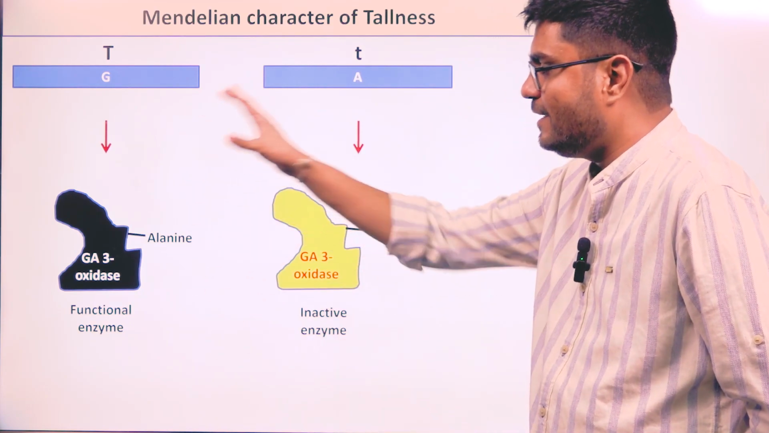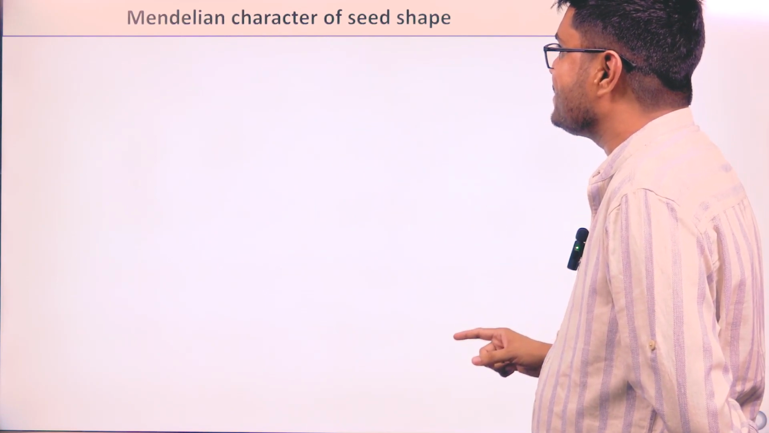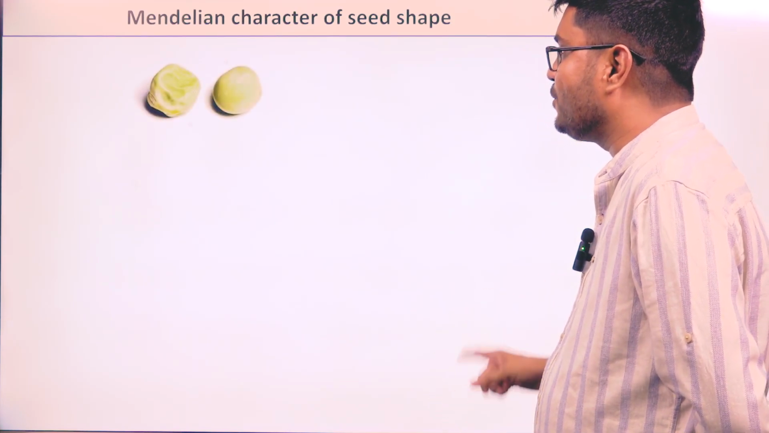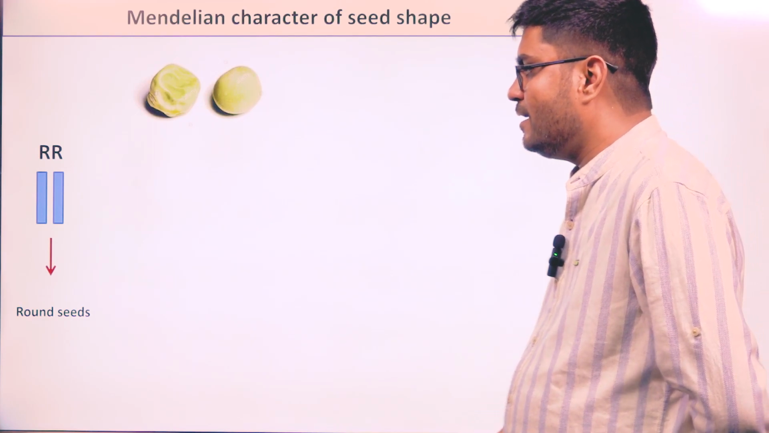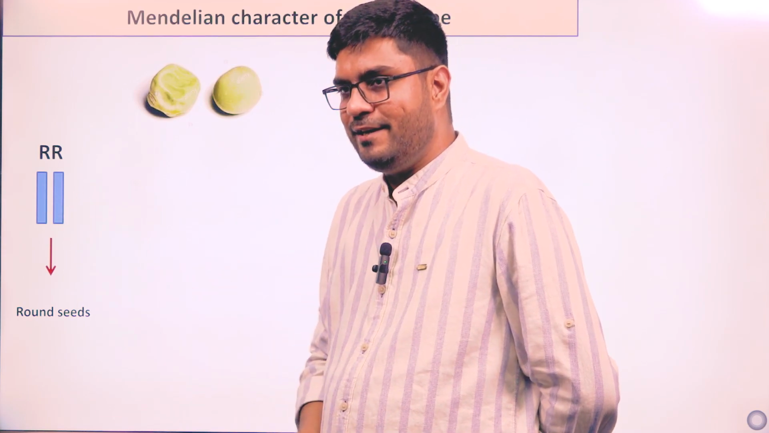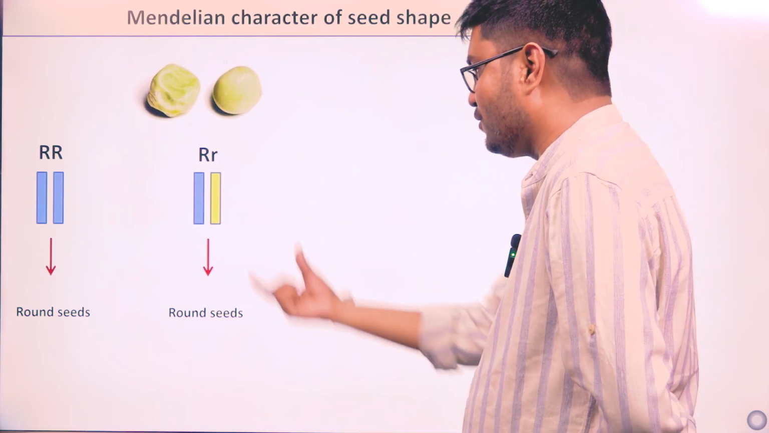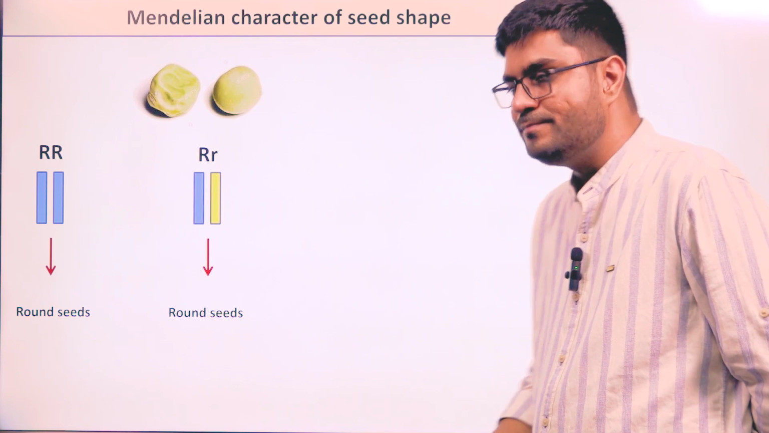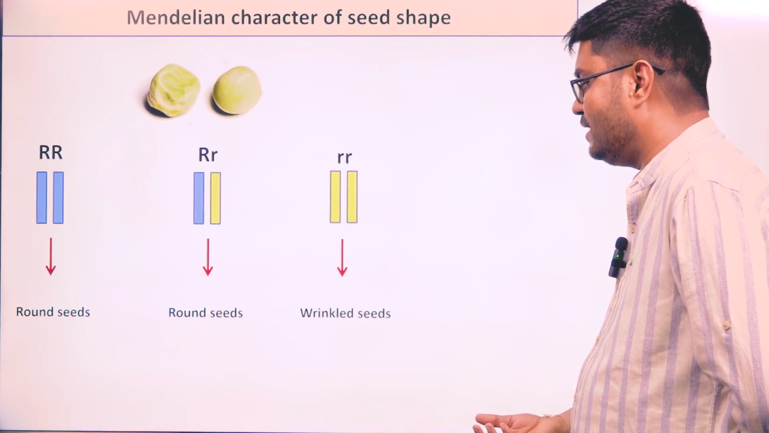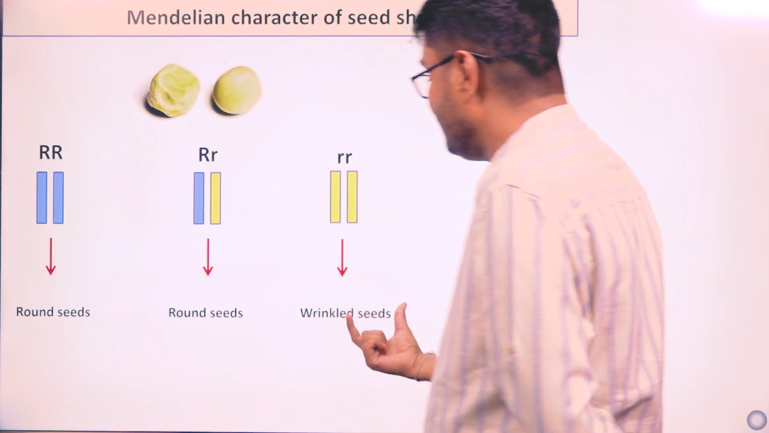Now we apply the whole thing again to another interesting example of Mendelian characteristics, that is the Mendelian character of seed shape. So the pea plant is having two types of seeds: round seeds, capital R, where both the alleles are identical, homozygous dominant. Then capital R, heterozygous, still the seeds are what? Round. And small r, where the recessive condition is there and seeds are what? Wrinkled. So round, dominant, and wrinkled, recessive.